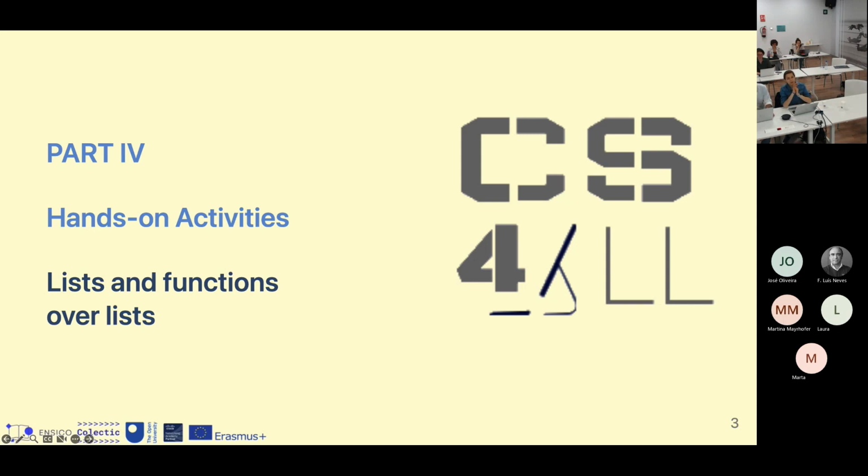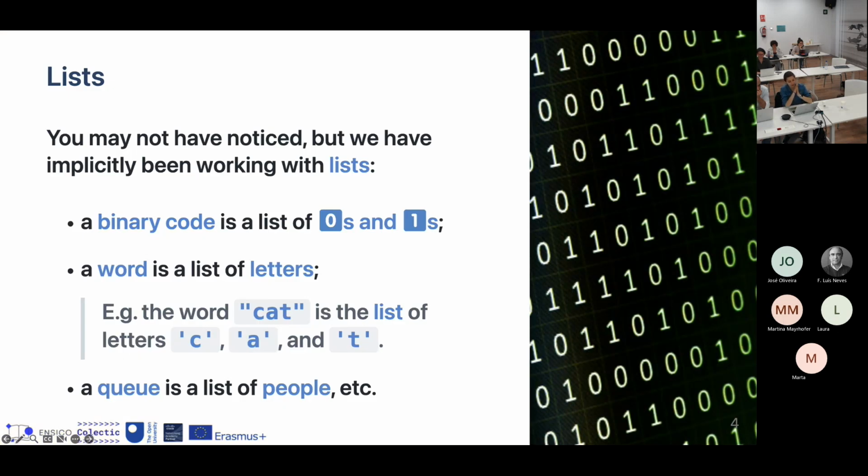So we are going to talk about something that we have already addressed this morning, which is the importance of lists or sequences and transformations of those lists or sequences. And with lists and functions over lists, we can do really a lot of stuff, like Professor Zenano said. And you may not have noticed, but we have been implicitly working with lists.